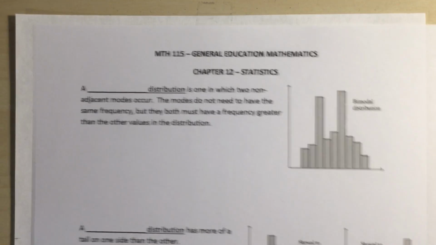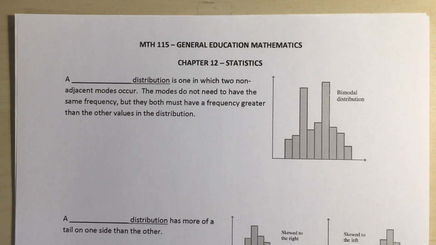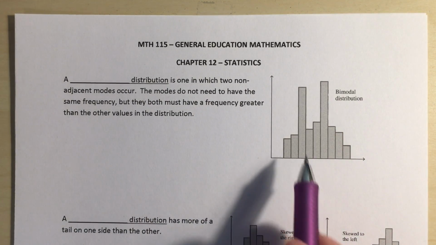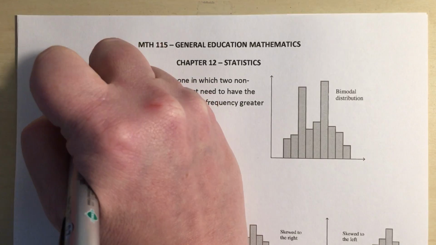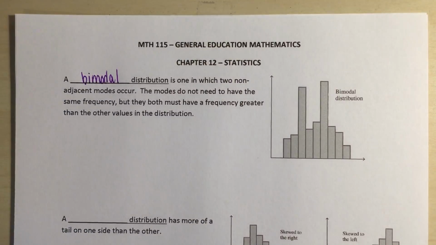The next shape that we're going to look at has to do with kind of how many mounds appear. Right, so what we see here is we see two spikes in frequencies. So that is two modes. So that is a bimodal distribution, right, in which two non-adjacent modes occur.